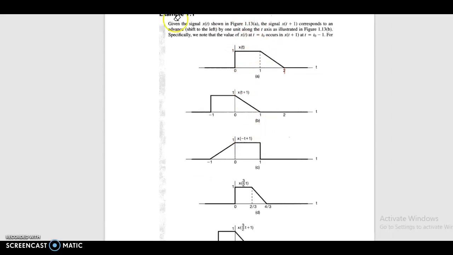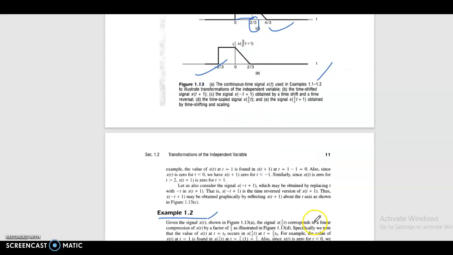Compressed, this one, here, 3/2 compressed to 2/3. Okay. Here in between, 2/3, here 1, 0 to 1, this d.